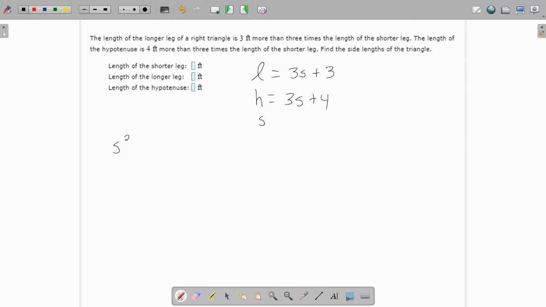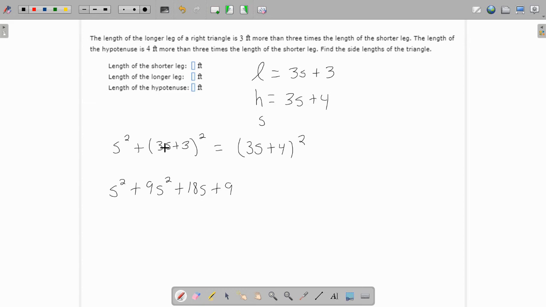So we're going to set up S squared plus 3S plus 3 squared equals 3S plus 4 squared. Okay, so we have to FOIL both of those, just like we did on the last problem. 3s plus 3 times 3s plus 3 is 9s squared plus 18s plus 9.